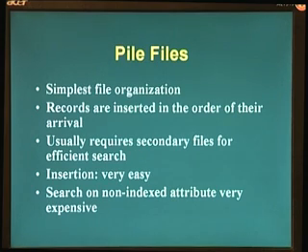A pile file is the simplest form of file organization. We do not have to do anything for organizing this file, and insertion of records is the simplest, that is, records are inserted in the order of their arrival. On the other hand, if we have to search this file, we usually need some kind of auxiliary files, or some kind of help in order to efficiently search these files for a given data element. Therefore, insertion is very easy. However, searching is extremely expensive because we'll have to do a linear search. We have to search through the entire file in order to find the data element that we require.